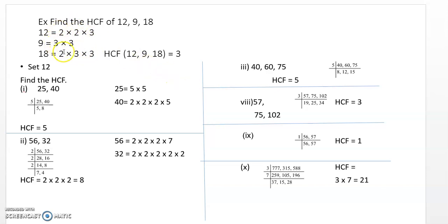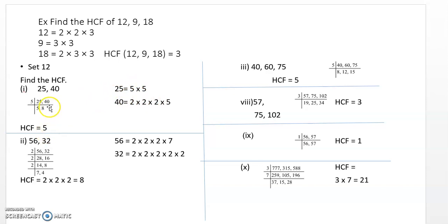You can't write 2 as a common because 2 is common to only 2 numbers, not to 9. So you can't write that. HCF means it should be common to all the numbers, all the given numbers. So that is 3. Now next it is find the HCF of 25 and 40. You can do by this method or you can do by this method. By doing this method, you know which is common now. 5 is common, so HCF is 5.